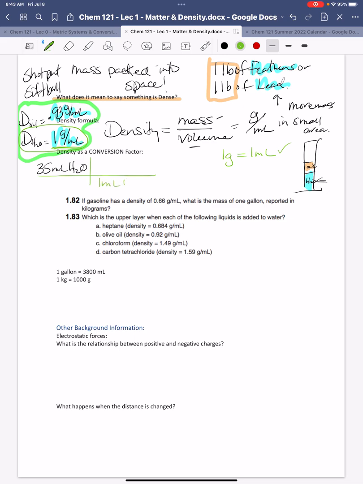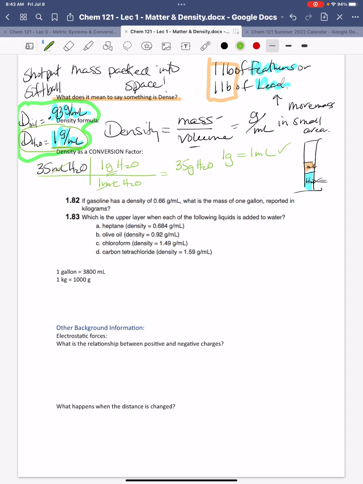1 milliliter of water has a mass of 1 gram. And basically what that does for us is convert us between units of volume to units of mass. Obviously that's not a hard question. 35 grams of water is equal to 35 milliliters of water, which is kind of cool. And again, we will use that conversion later on in the quarter.